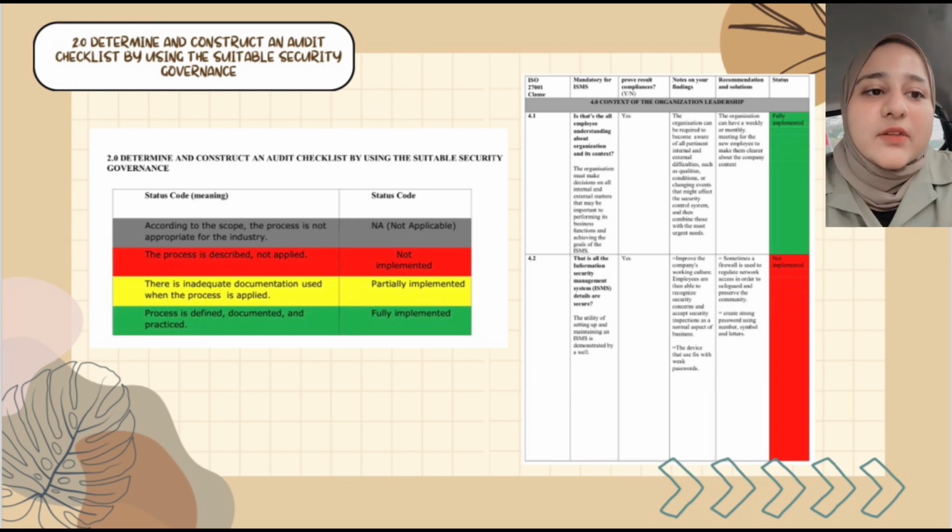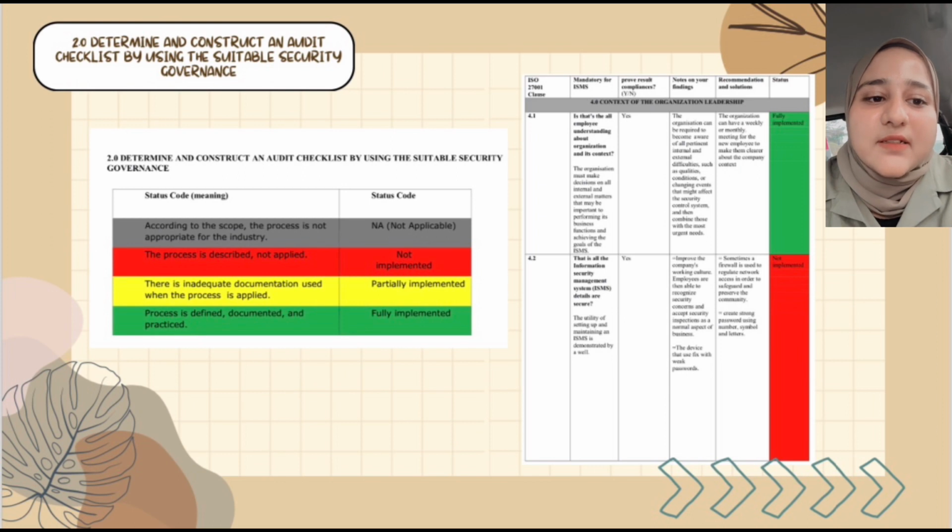Next is the context of the organization and leadership. 4.1 is that all employees understand the organization and its context. The organization must take decisions on all internal and external matters that may be important to performing its business functions and achieving the goals of the ISMS. The compliance result is yes, and the notes on your finding.